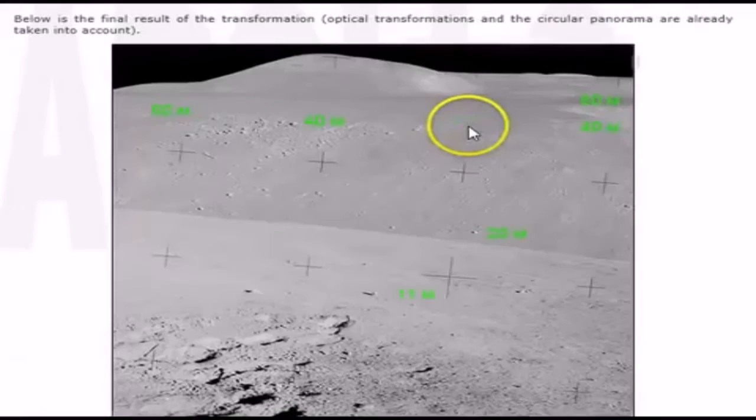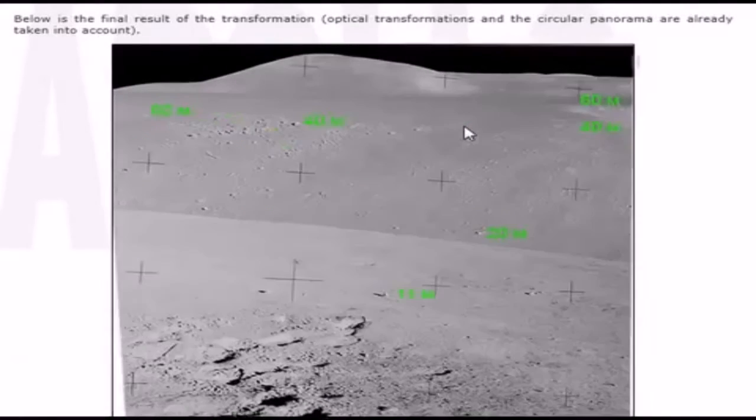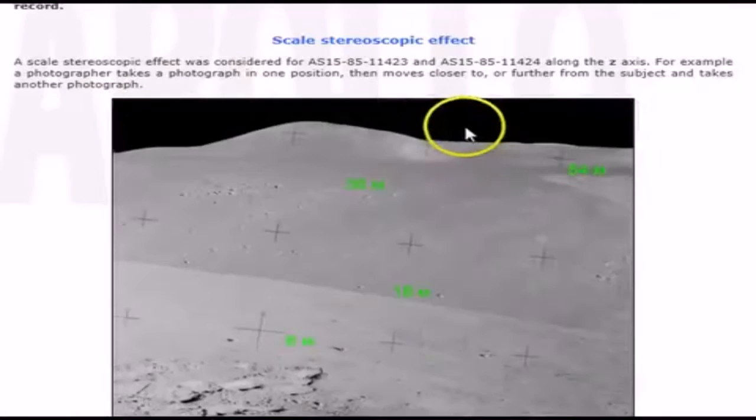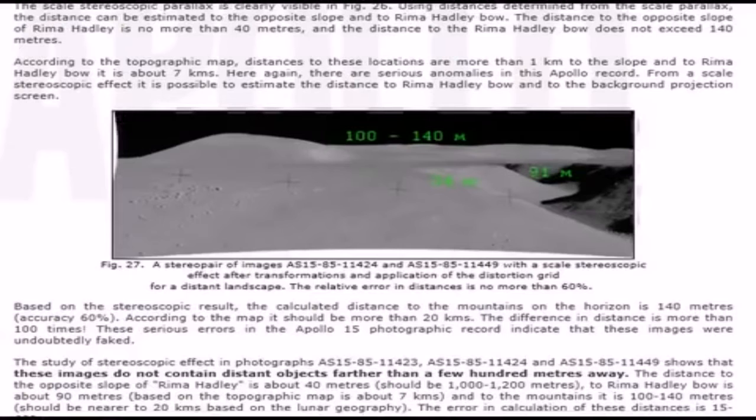Okay, so we have 2 pictures here, for example, that he's analyzing, and he's doing this parallax with. And you see how the background's moving? See that?